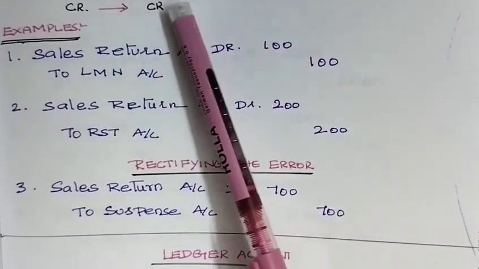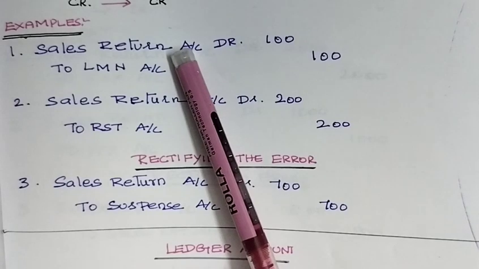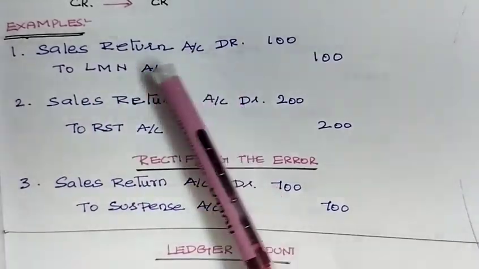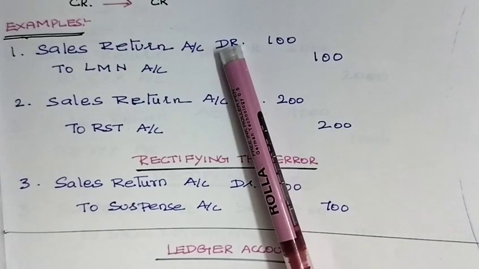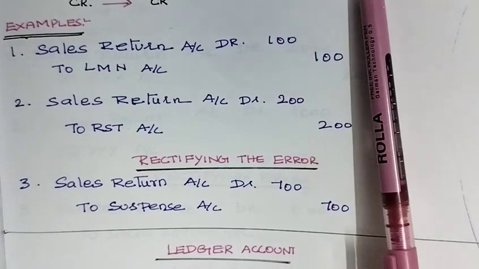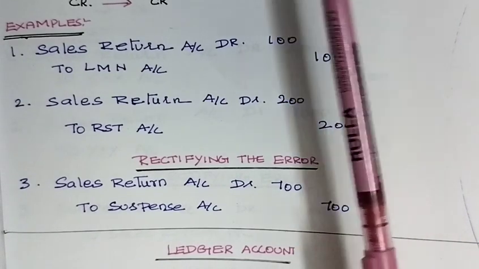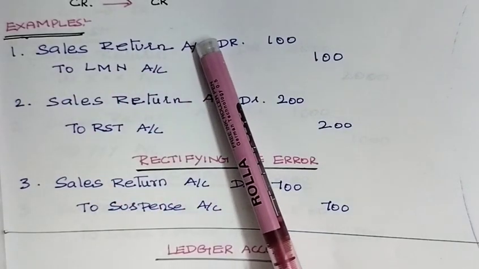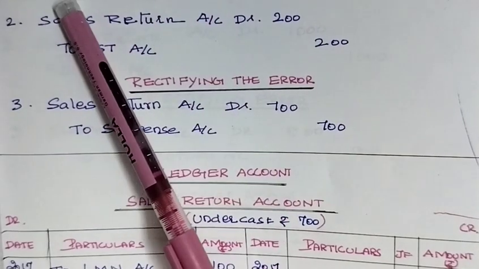What is the original journal entry? Where does the sales return book account appear? The sales return account will appear on the debit side. How do you say it in the journal? Where does the sales account appear? The sales account appears on the credit side. So the sales account is to be credited and the sales return account is to be debited. Okay, so let's see the two examples.